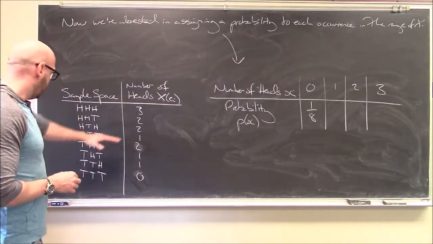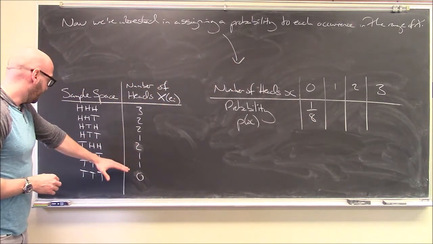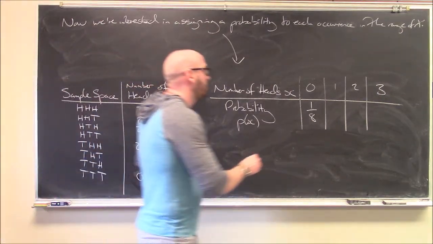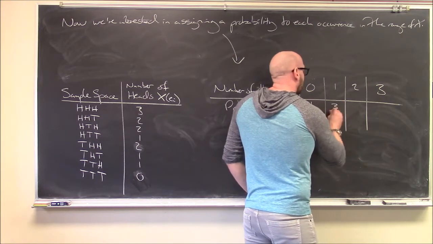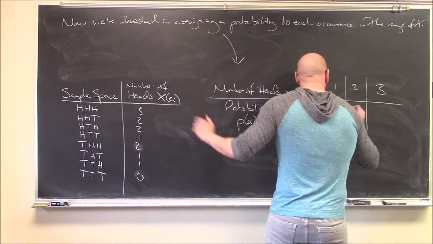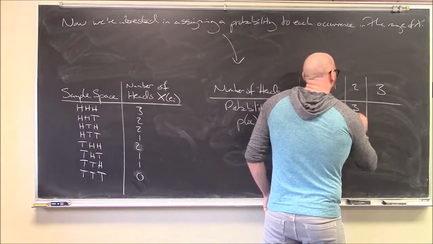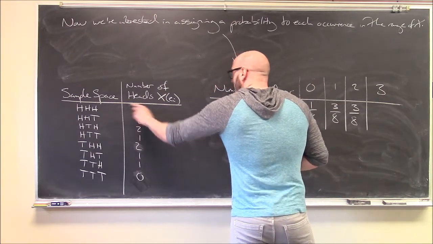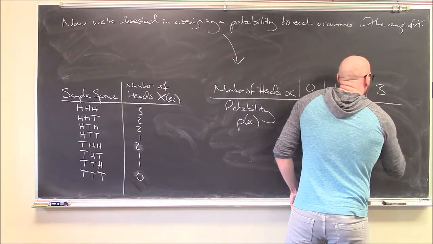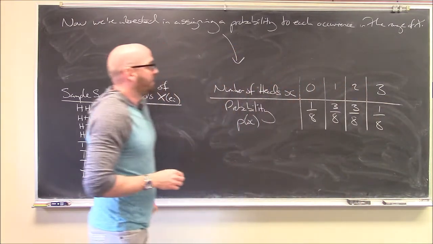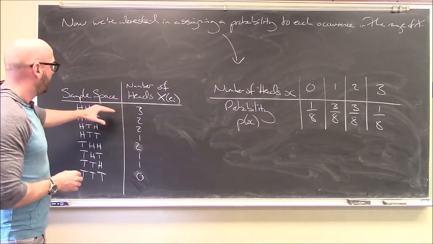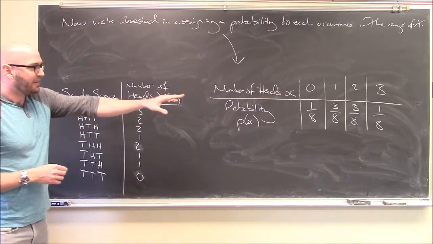What about 1? Well, there's 3 outcomes with 1 head in them out of 8 possibilities in the sample space, so the probability of getting 1 head is 3/8. 2, you can check this, the probability of getting 2 heads is also 3/8. There's only 3 ways to do that, and there's exactly 1 way to get 1 head. So the probability of getting 3 heads, sorry, the probability of getting 3 heads is 1/8.